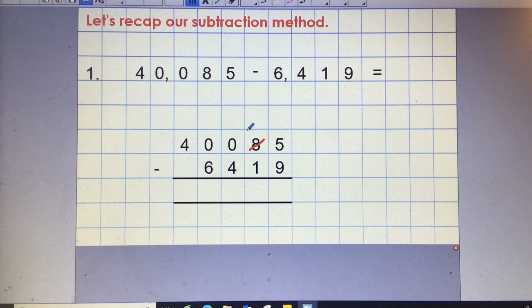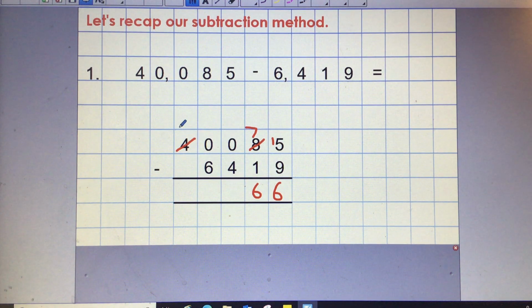We steal 1 from the 8, so that becomes a 7. Our 10 drops back into this column. So 15, take away 9, leaves us with 6. 7, subtract 1, leaves us with 6. Now 0, subtract 4, again we can't do because that would leave us with a negative number. And we can't steal from this column. We have to steal all the way from this end.